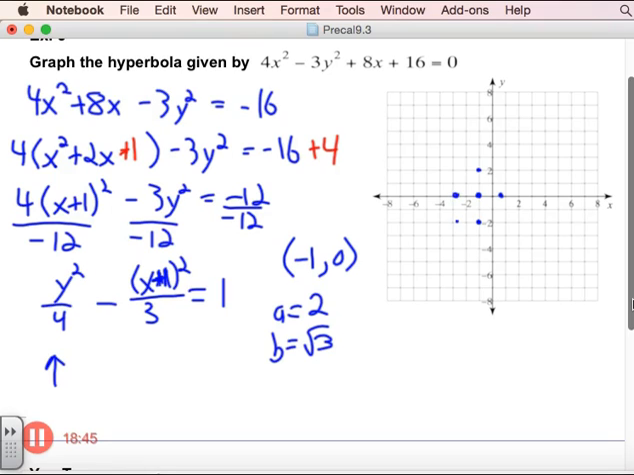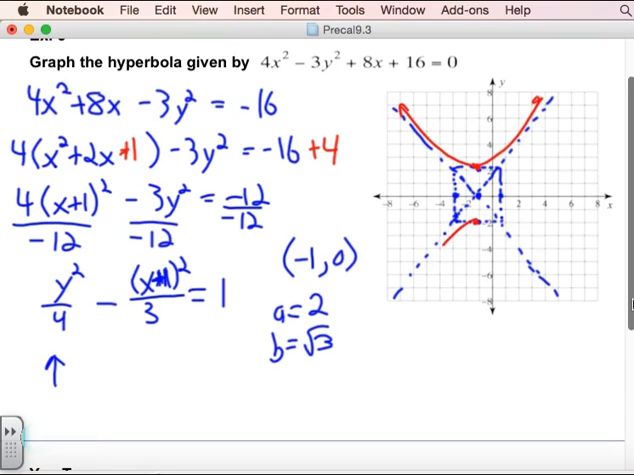Then we can draw our box around it, and draw the diagonals through that box to get our asymptotes. When we graph this one, the A value went up and down, so our vertices are here and here. This time it's going to be a hyperbola that opens up and down.